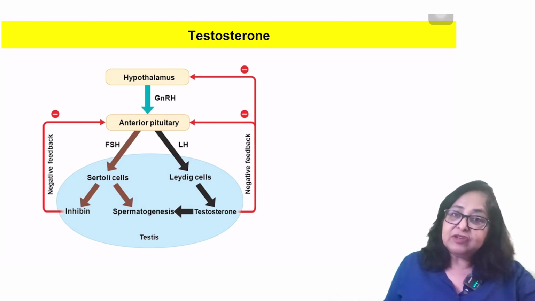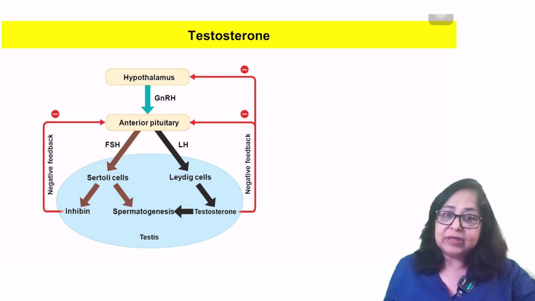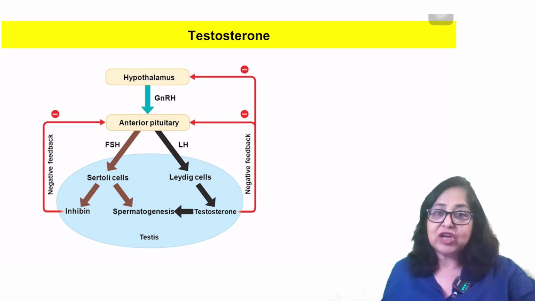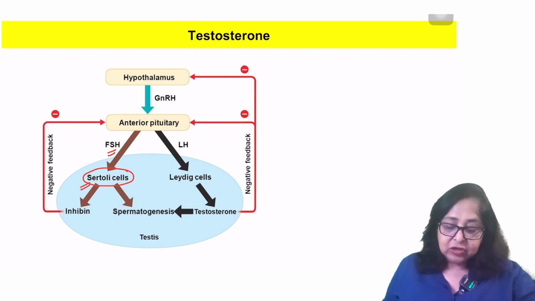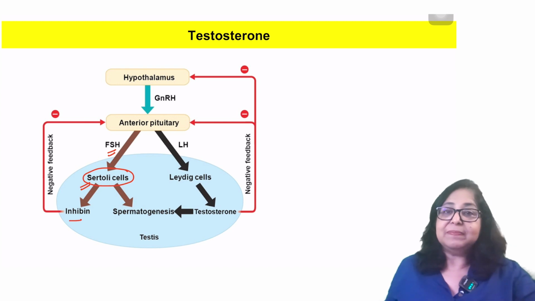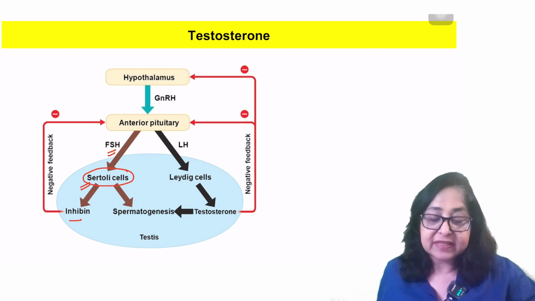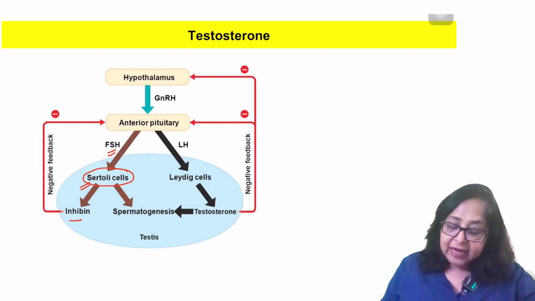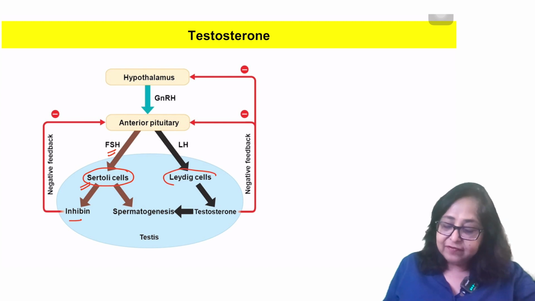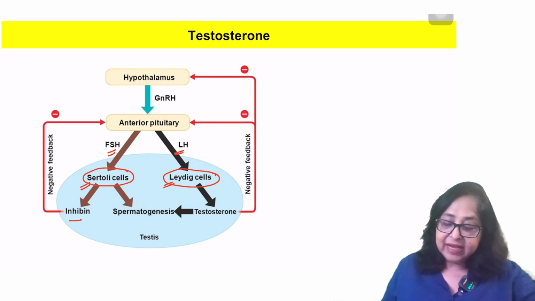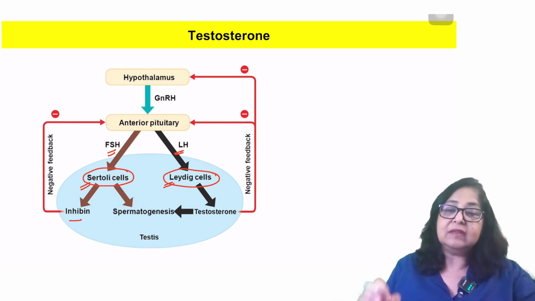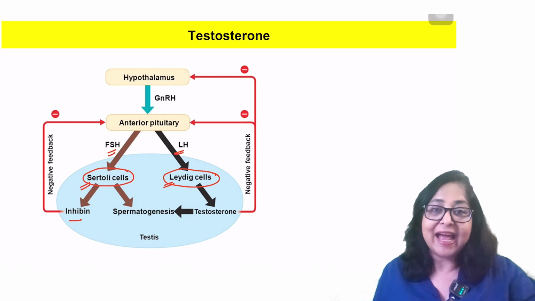So the GnRH from the hypothalamus will act on the anterior pituitary. The anterior pituitary secretes FSH and LH. FSH receptors are on the Sertoli cells. And how do we remember that? S in FSH, S for Sertoli. Sertoli cells secrete inhibin, which has a negative feedback effect on the secretion of FSH. LH receptors are present on the Leydig cells. L for LH, L for Leydig, and Leydig cells secrete testosterone. Testosterone has a negative feedback effect on both the secretion of LH and GnRH.